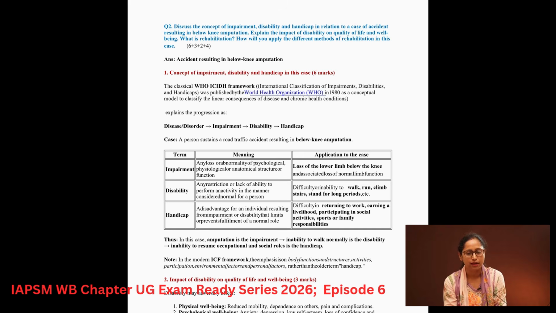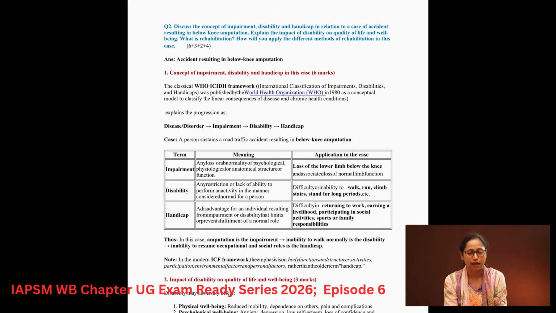Disability meaning any restriction or lack of ability to perform an activity in the manner considered normal for a person. Now, what is the application here? Difficulty or inability to walk, run, climb stairs, stand for long periods, etc.